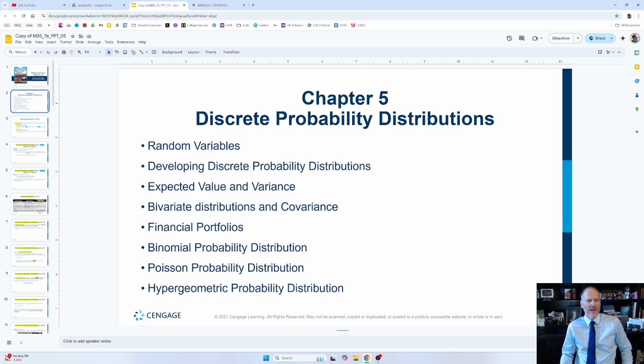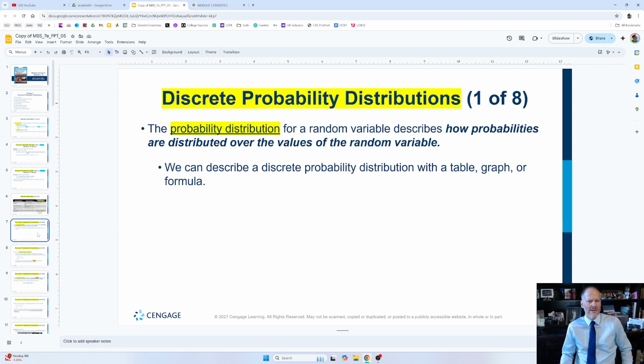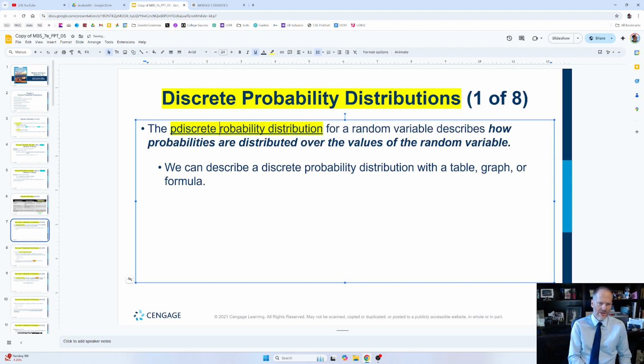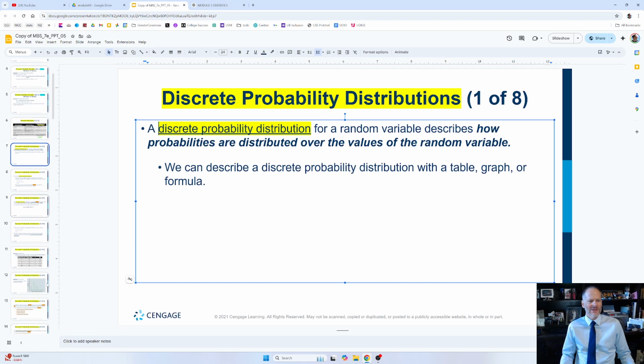We did random variables and we did developing discrete probability distributions. And just as a reminder of what that stuff is: this is one of my contentions with statistics. Up here they call it a discrete probability distribution, and then down here they just say probability distribution. So I think it's better like that. A discrete probability distribution for a random variable describes how probabilities are distributed over the values of the random variable.